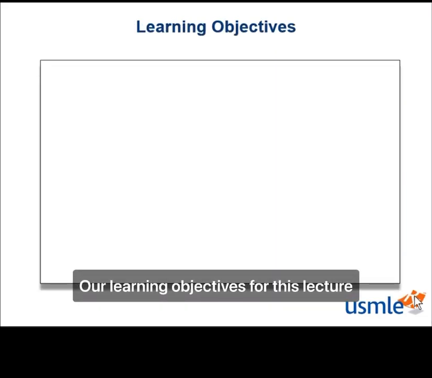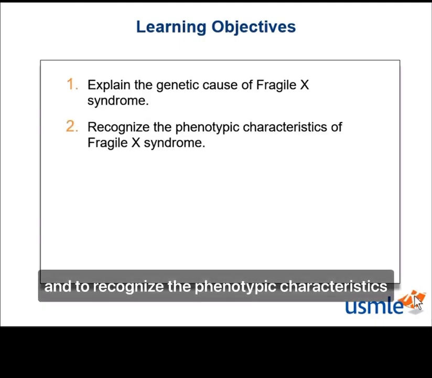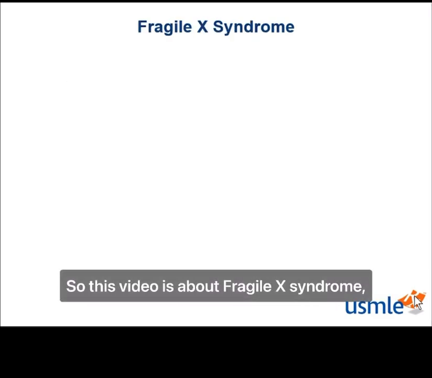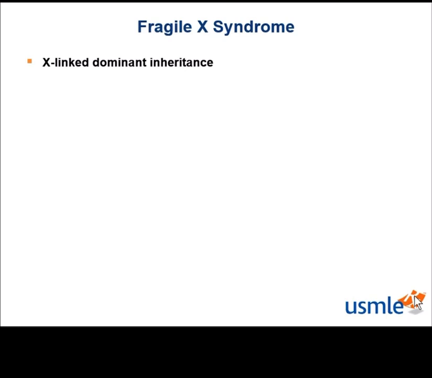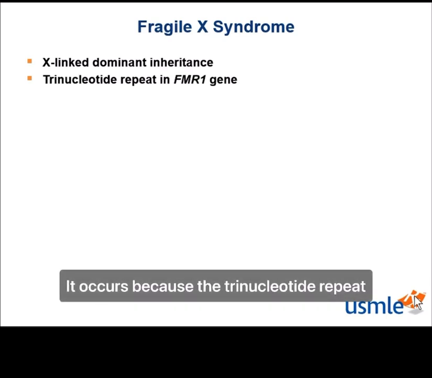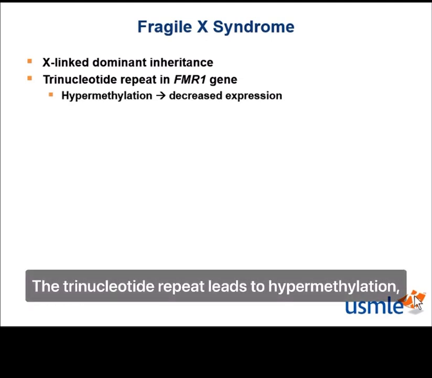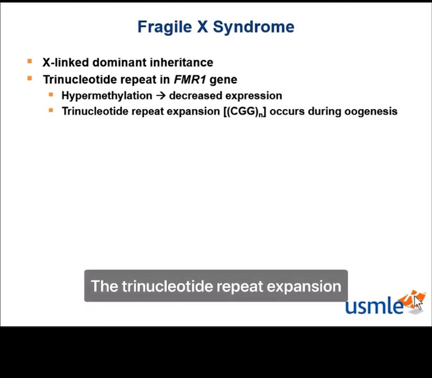Our learning objectives for this lecture are to explain the genetic cause of Fragile X syndrome and to recognize the phenotypic characteristics of Fragile X syndrome. So, this video is about Fragile X syndrome, which is an X-linked dominant disorder. It occurs because of a trinucleotide repeat in the FMR1 gene. The trinucleotide repeat leads to hypermethylation, which leads to decreased expression of the gene. The trinucleotide repeat expansion of CGG occurs during oogenesis.